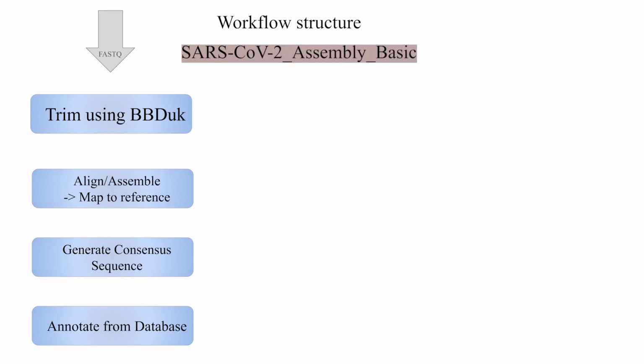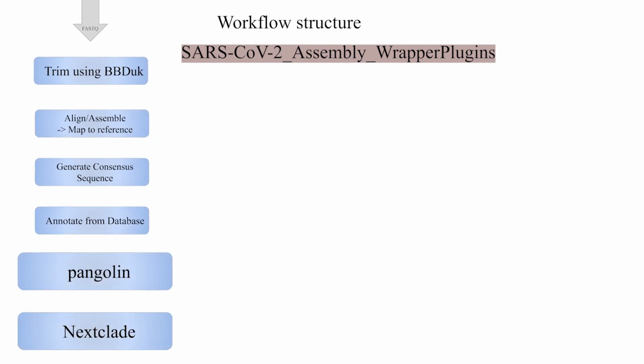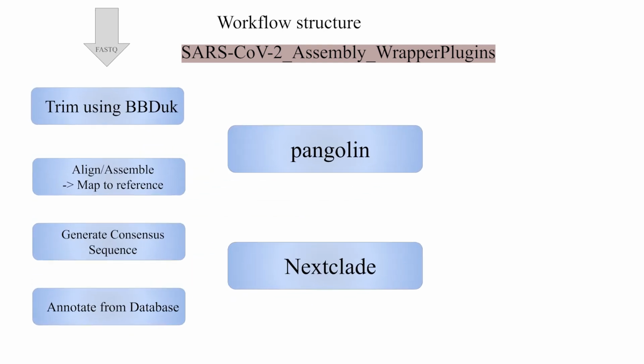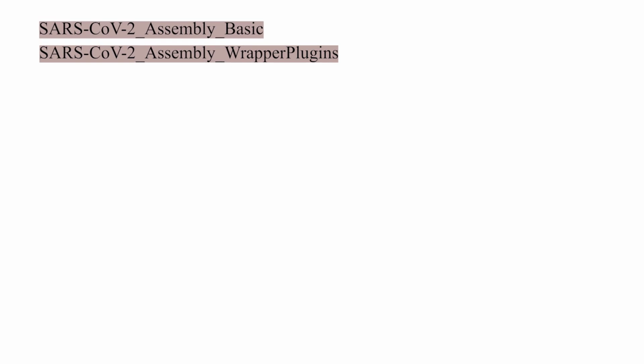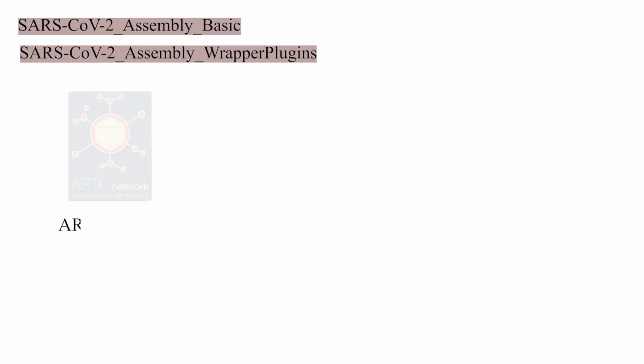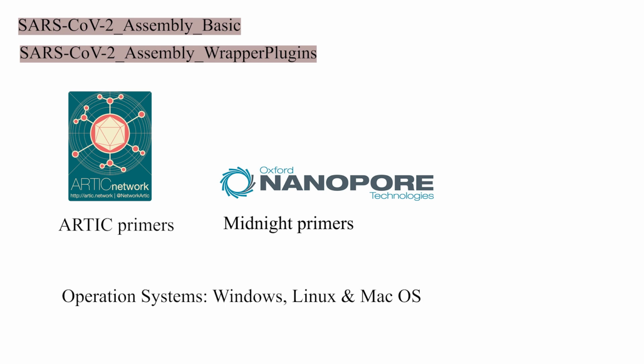Basic. We have also created a workflow called SARS-CoV-2 Assembly Wrapper Plugins. It contains the same functions as the other workflow, but includes two additional steps. The software Pangolin and Nextclade are included as wrapper plugins, whereas Pangolin gives Pango lineage assignments. Nextclade gives clade assignments, mutation calling, and quality checks. Both workflows can be used with the Arctic primers or Midnight primers. The workflows are designed to work on Windows, Linux, and Mac.